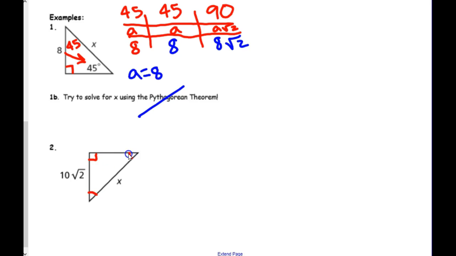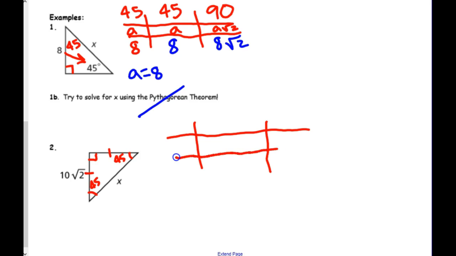So here's the deal. If these angles are congruent, what do they both have to be? 45, because otherwise it wouldn't add up to 180. So 45 plus 90 equals 180. Cool. That means this side and this side are congruent. Now, what do I have to write next to it? My chart, which is a big old fat hashtag. You don't have to make it this wide, but whatever. Okay, so 45, 45, 90.